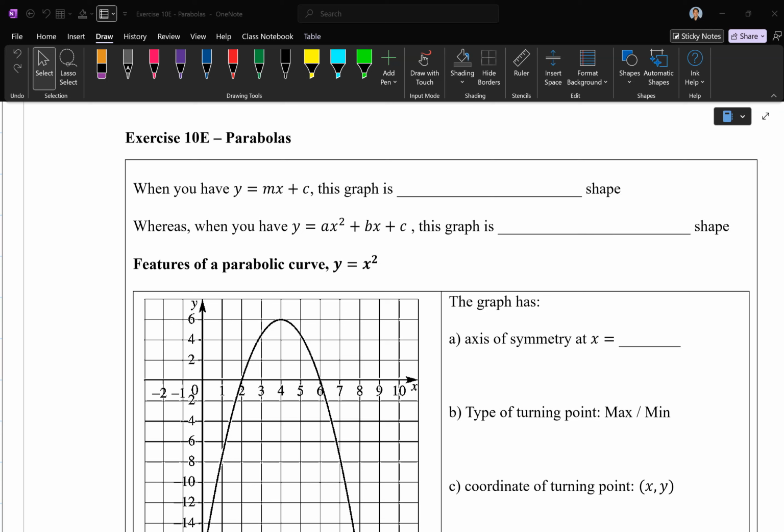And it's recording. All right, we go. Exercise 10E. Boys. Here we go.